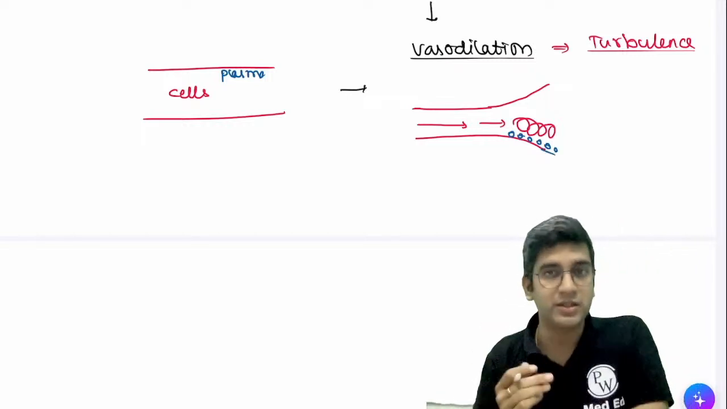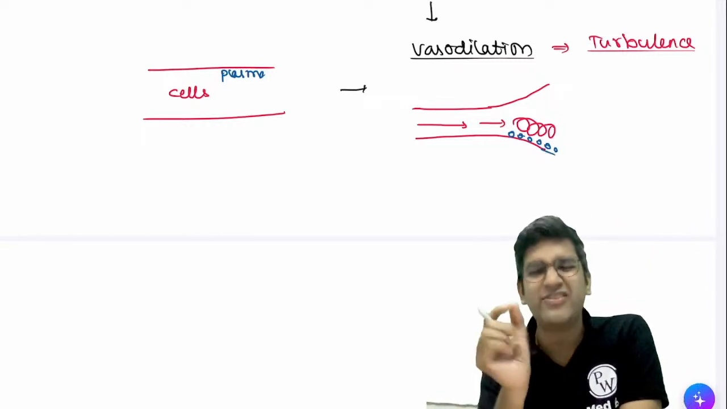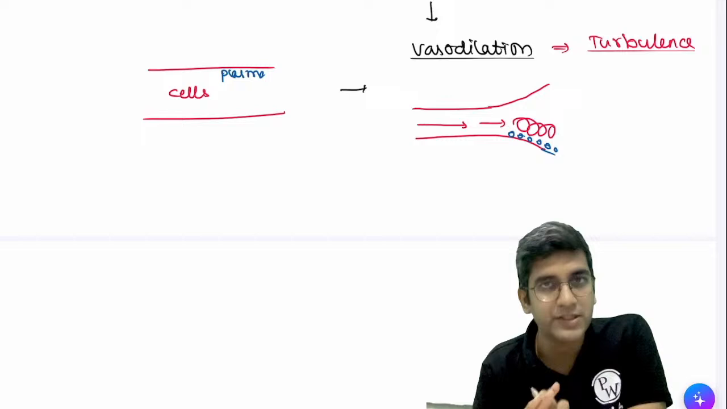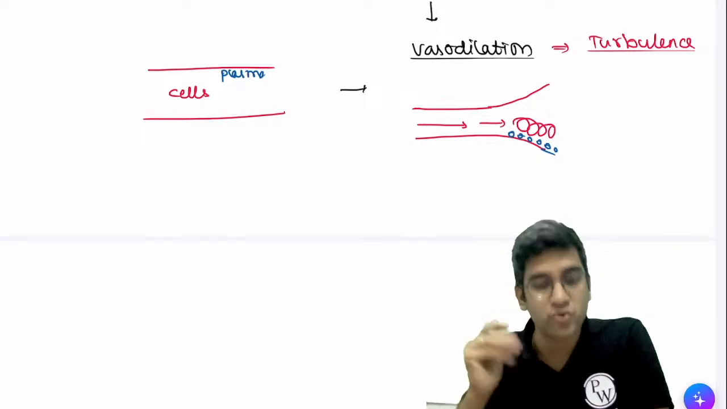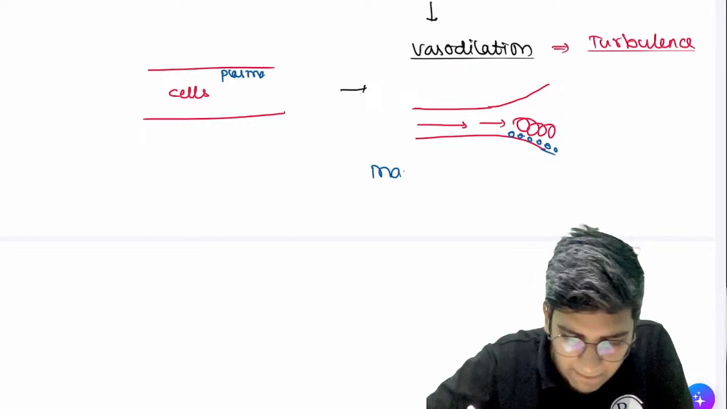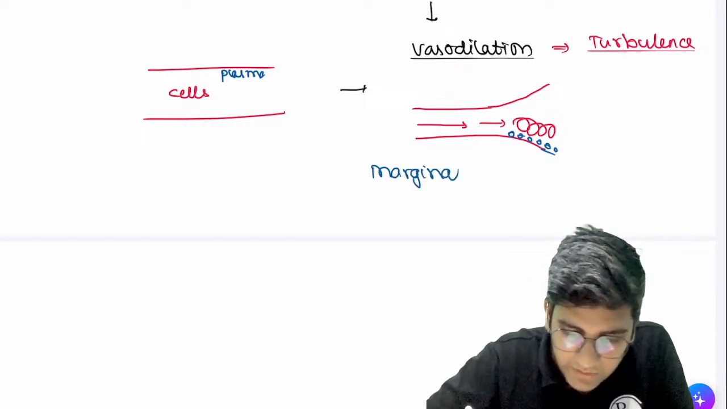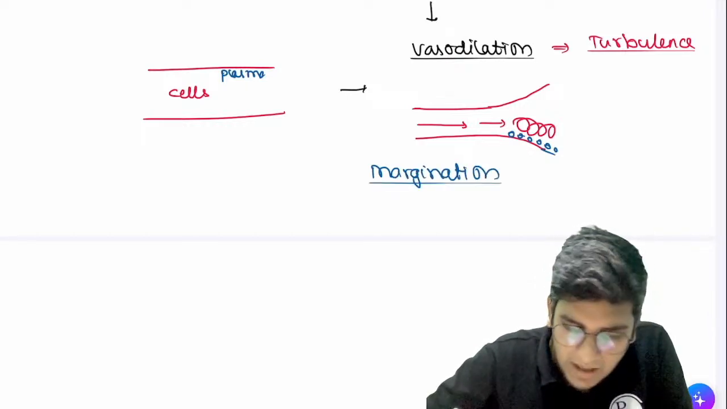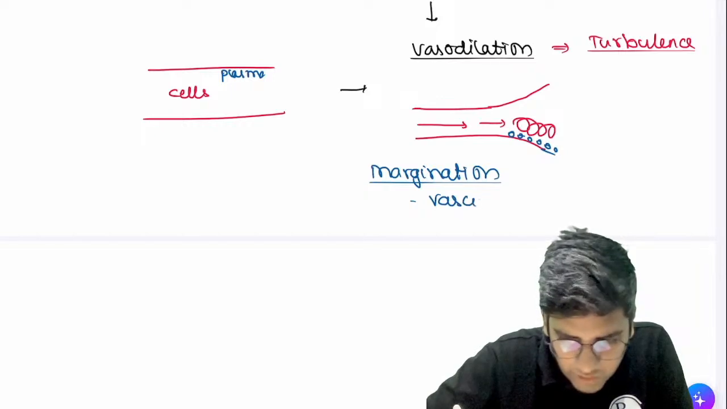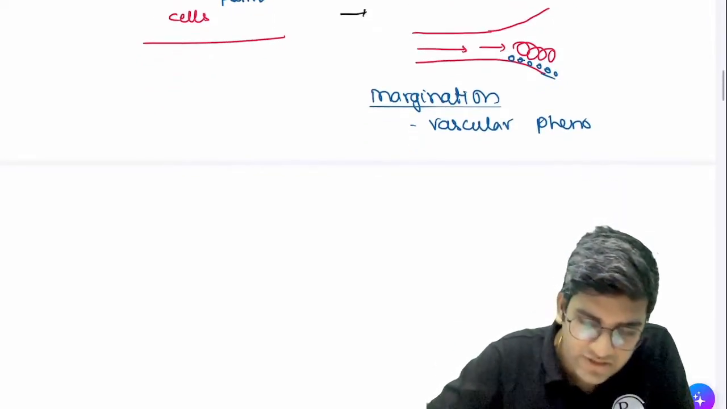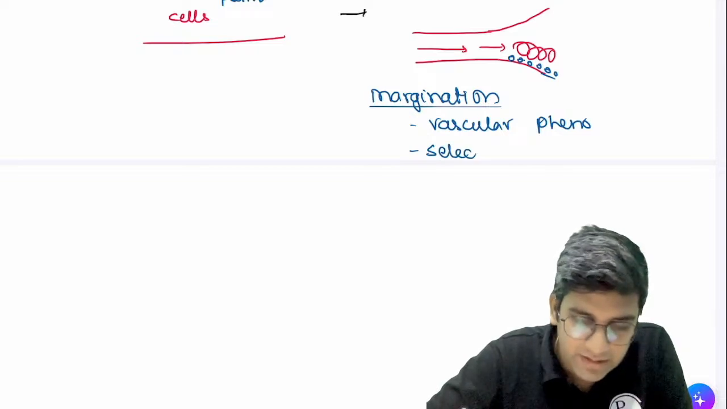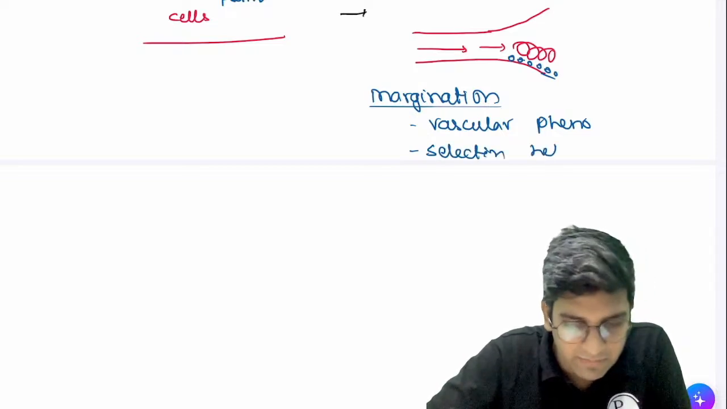So we're going to name this step. In other words, I'm going to just rephrase it. All the cells of inflammation, after vasodilatation, go to the corner or marginate to the corner. This process is called margination. Margination is primarily a vascular phenomenon. It's because of the vasodilatation. And for margination, there's a molecule called selectin. This molecule called selectin helps in margination, right?